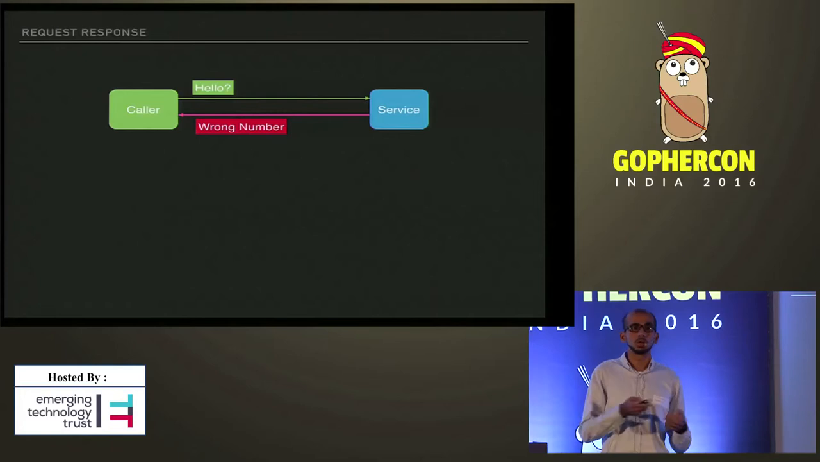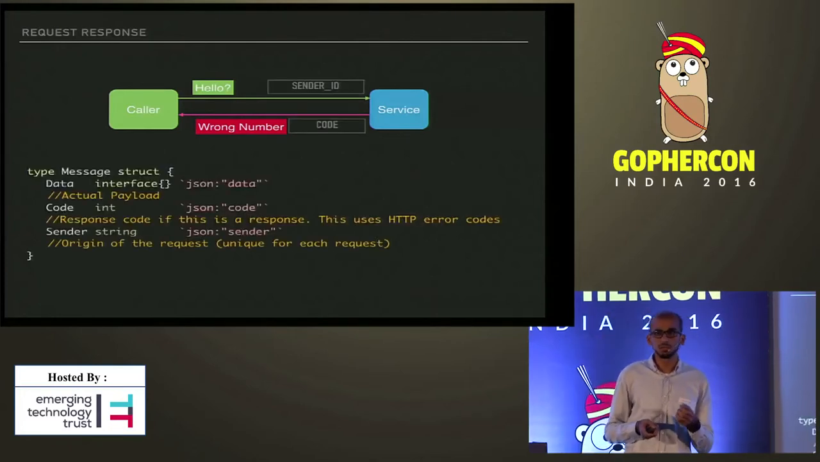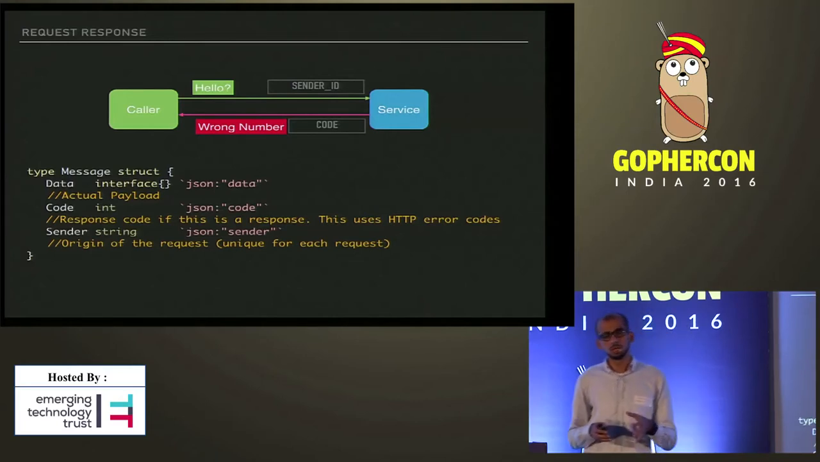Is this a JSON or is this a string? To avoid that, in Gilmour, we have this concept of code and sender ID. A typical message that is transmitted throughout Gilmour is of this format. It's a structure with a data, which is the interface that you send in. There's a code. By convention, we use HTTP codes, just so that we don't break what the HTTP standard has been.